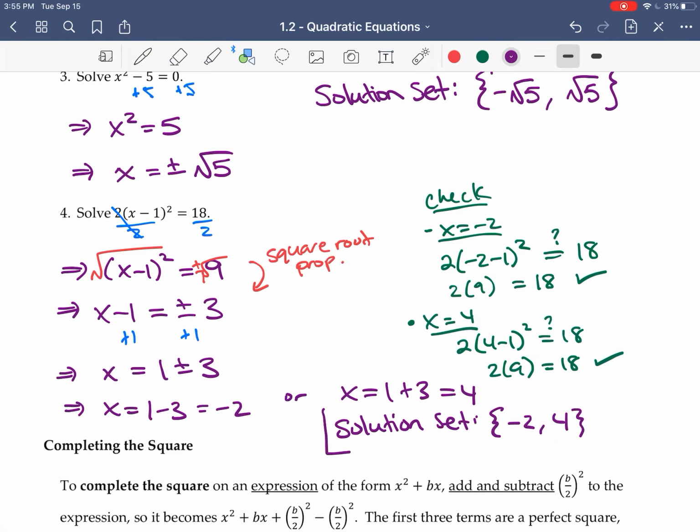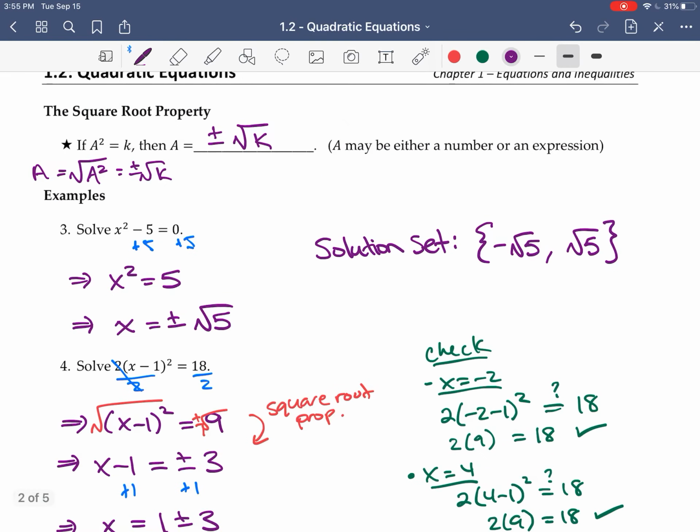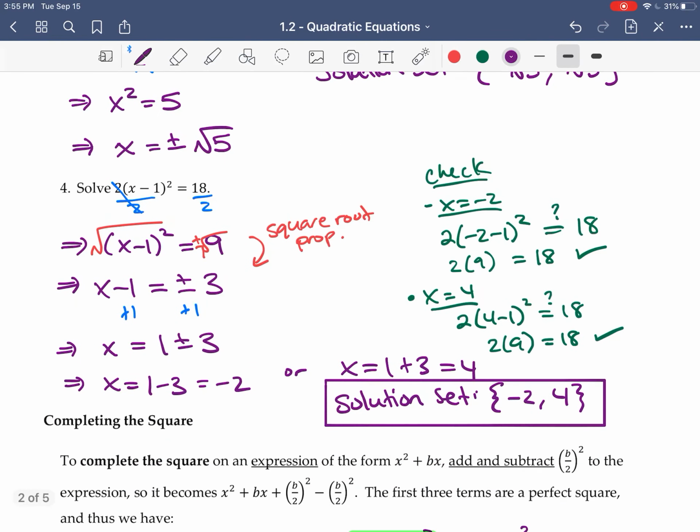And again, there's other ways to solve this equation, but you can use the square root property, which is probably the fastest way because of the form it's in initially.